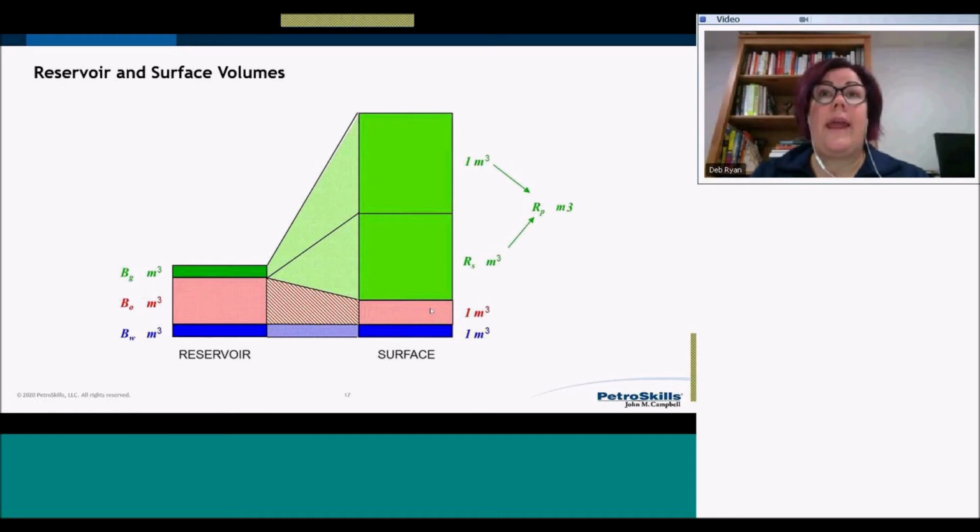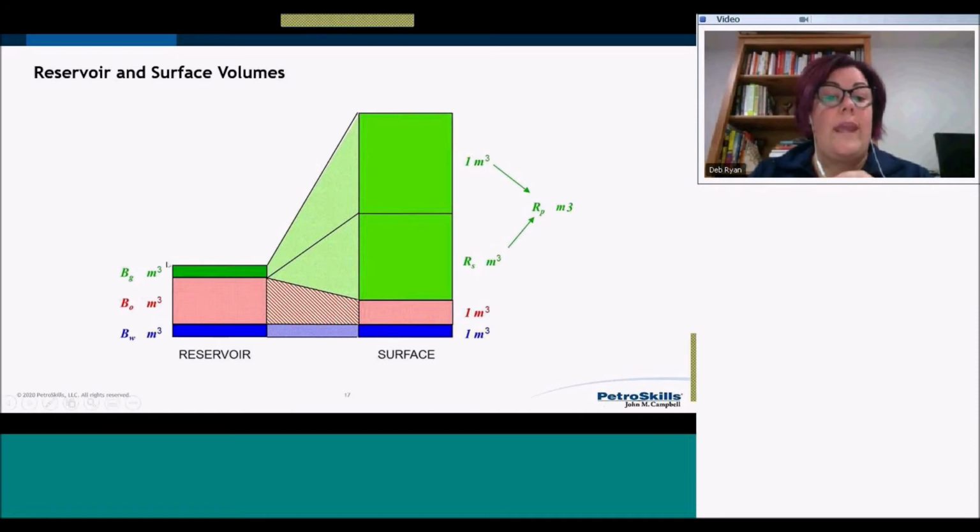And depending on how much dissolved gas you have, the more volatile this fluid is, the more dissolved gas you have in that fluid, the bigger the impact of that shrink is to surface. So that's something that we always need to consider.